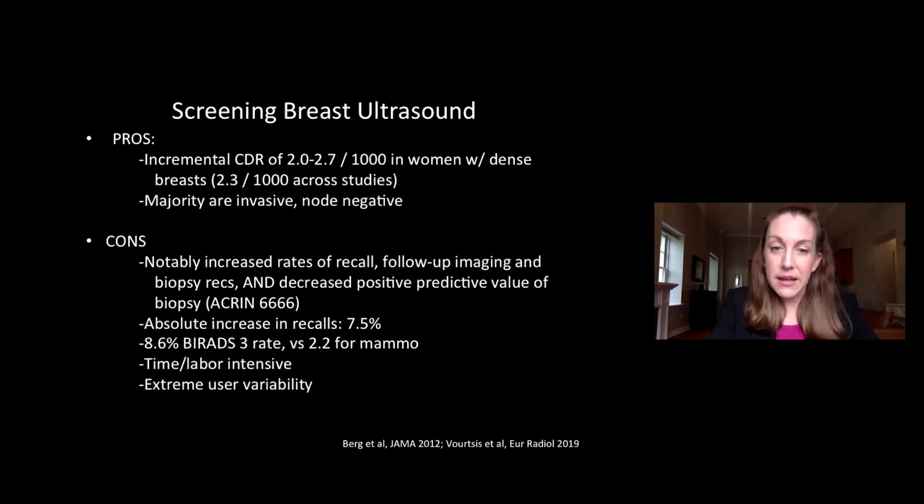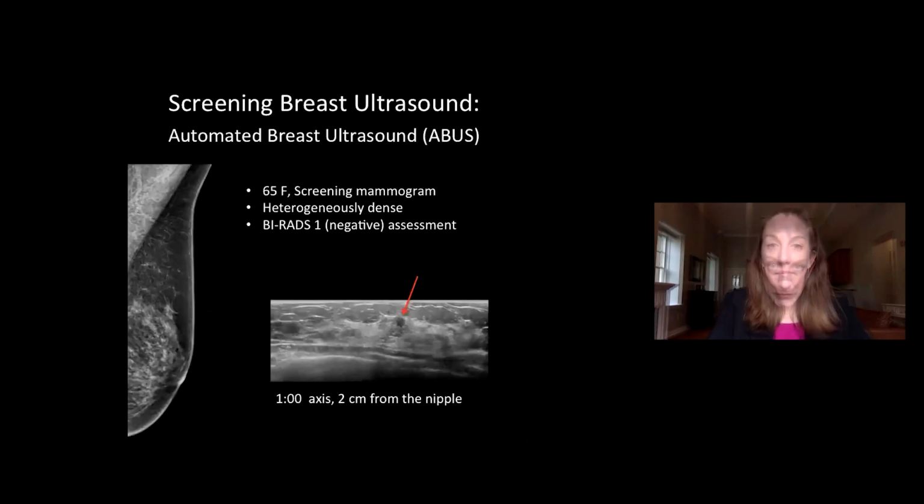It's quite time and labor intensive. It can take 15 to 30 minutes simply for the scan, much less the interpretation time, and there's great user variability. Here's an example of screening breast ultrasound and how it is applied in clinical practice.